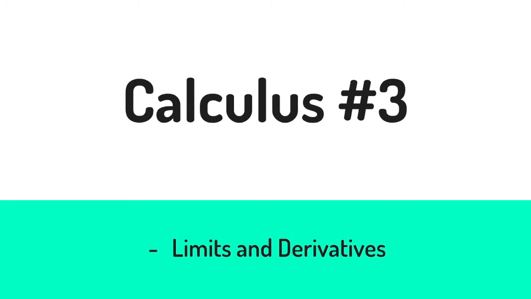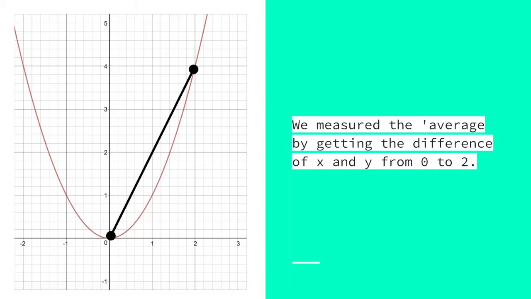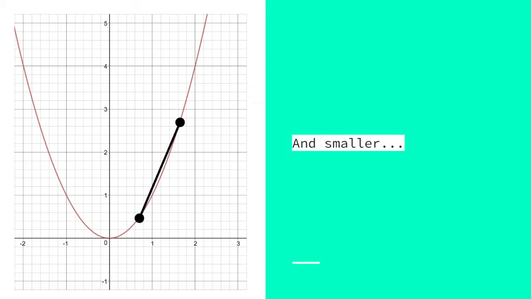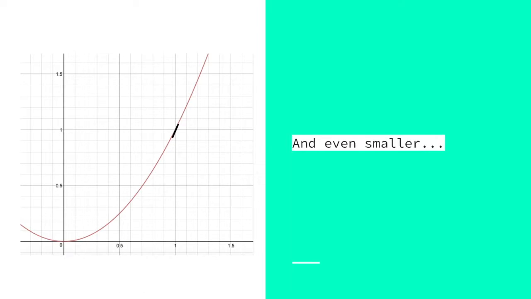Hello and welcome to calculus number 3, and this is about limits and derivatives, and we're going to be continuing what we talked about in the previous video. So last video we saw how we shorten the domain and the range. Well, actually it's just the domain we shorten and then we make it smaller and smaller and smaller, and that's how we found the derivative.